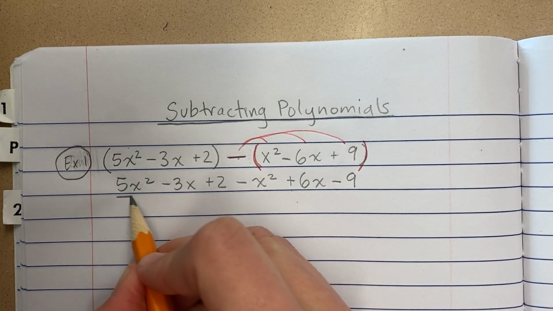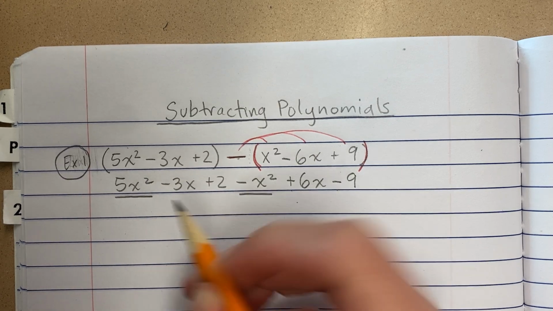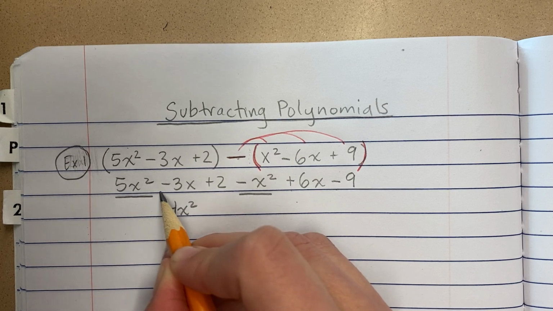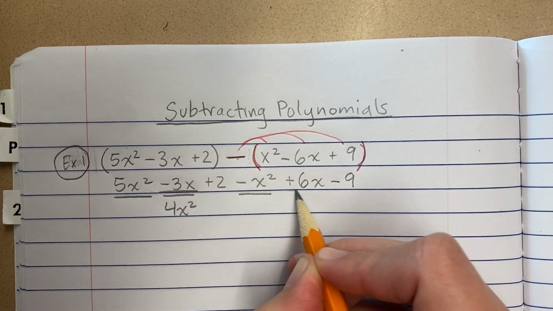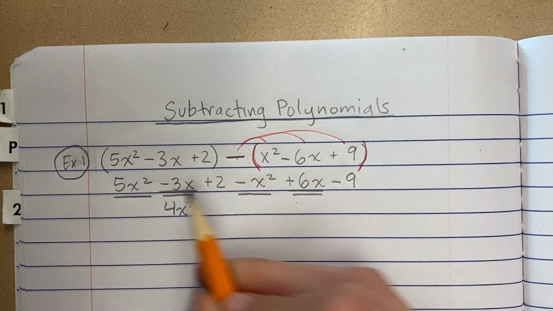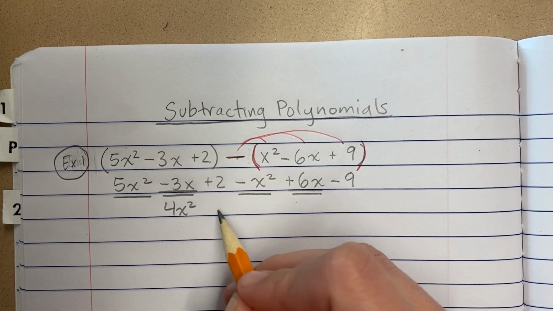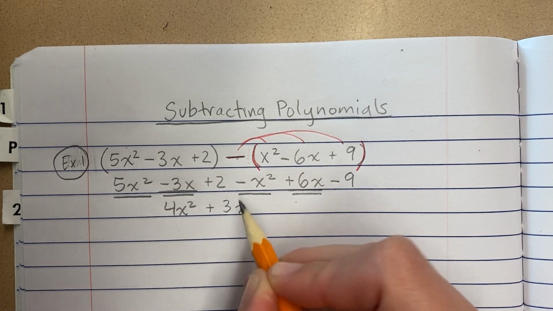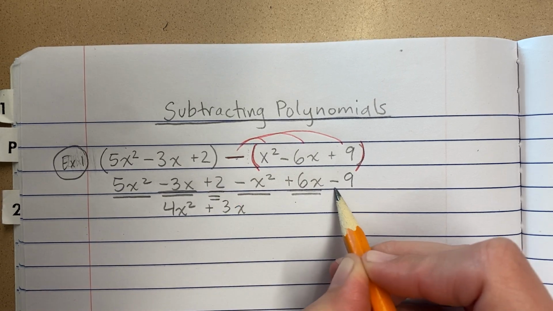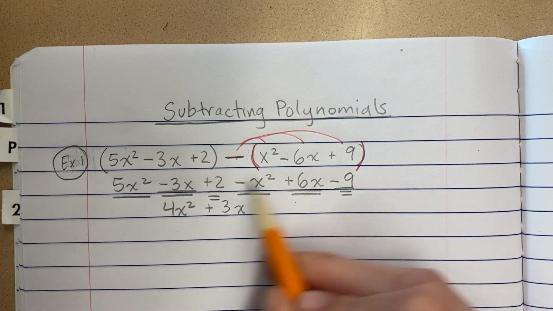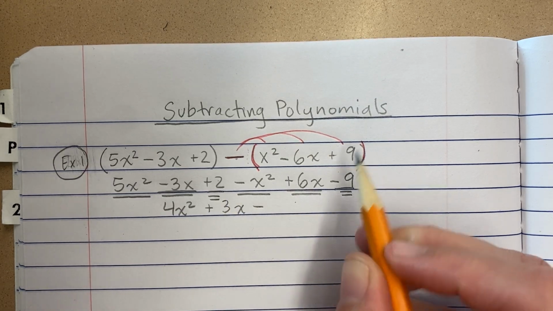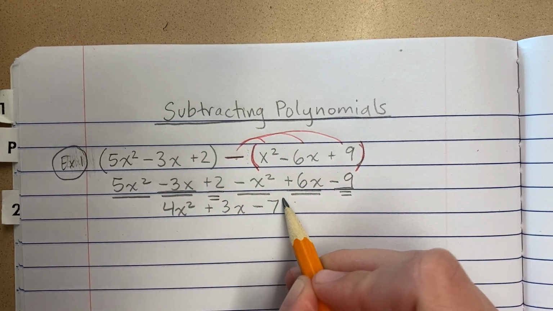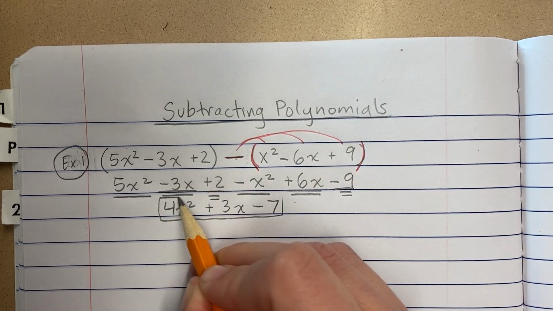Now you are combining like terms. Okay, so 5x squared minus x squared. That's 5 minus 1. That's 4x squared. Next, these are like terms, -3 and positive 6. Here I have more positives than negatives, so it's going to be positive, and 6 minus 3 is 3. And here, these are like terms, 2 minus 9. Here I have more negatives than positives, so it's going to be minus, and this is 7. So this is my answer.